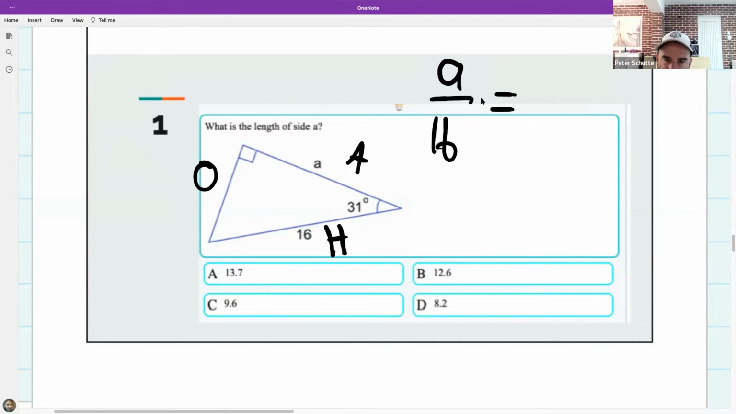It is, A over H would be cos, and what angle is going to be featured here? Cos of what?